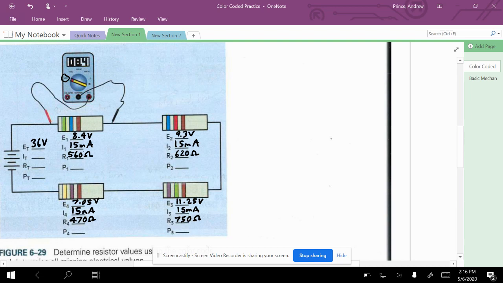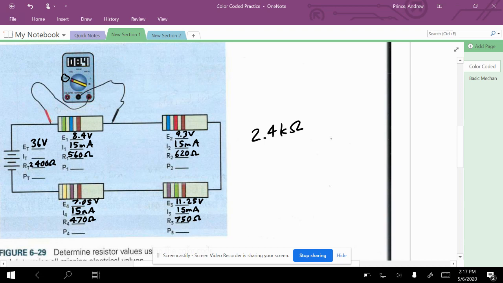Now with my resistors, I can do the exact same thing and get the resistance total because it's a series circuit. So I'll go ahead and add those up. 560 ohms plus 620 ohms plus 470 ohms plus 750 ohms gives us 2400 ohms, or 2.4 kilo ohms.